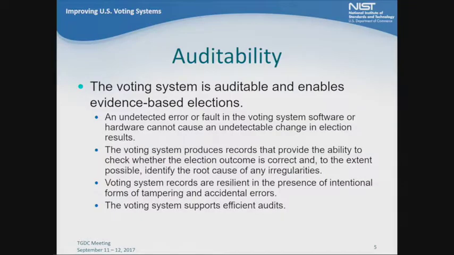The third bullet is basically making sure that voting system records can maintain their integrity. They can be resilient to forms of tampering. And then the fourth guideline here is supporting efficient audits. And here, efficient audits means essentially usable audits, post-election audits that are built into the voting system by default, that are very, very easy for election officials to actually run.